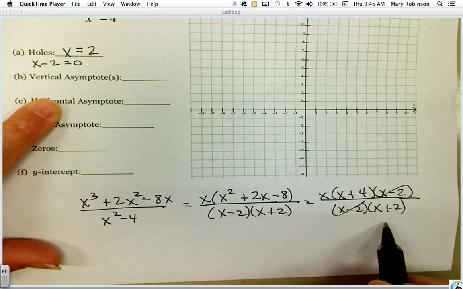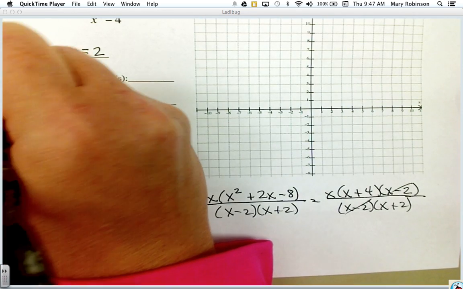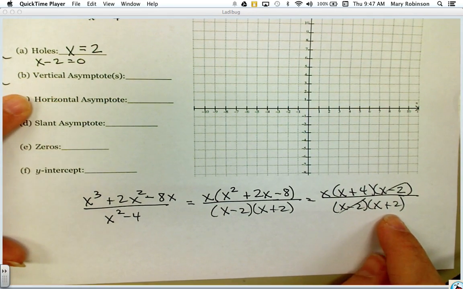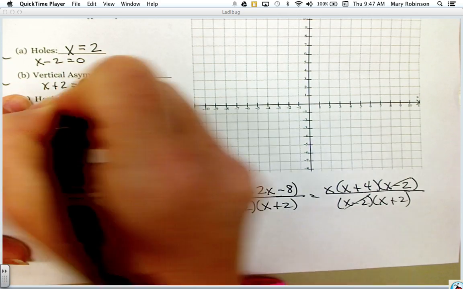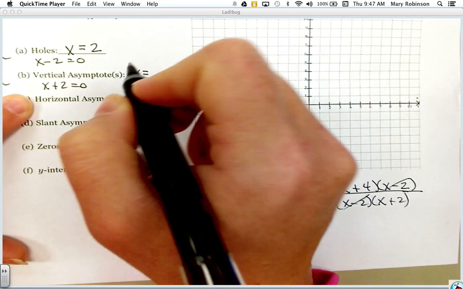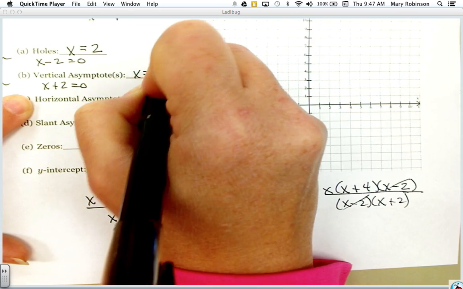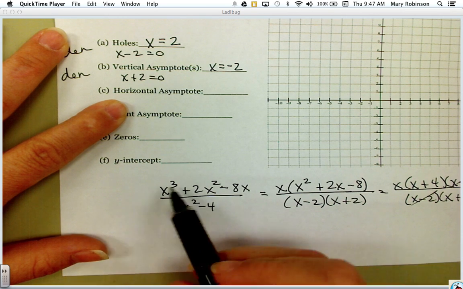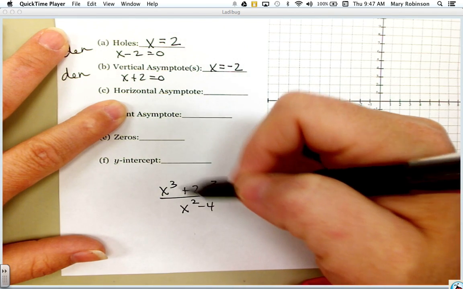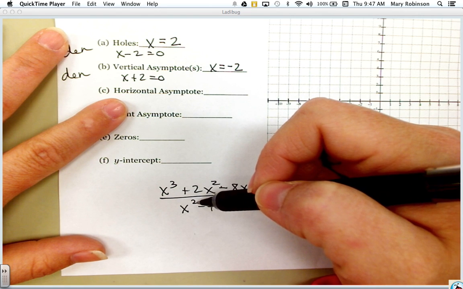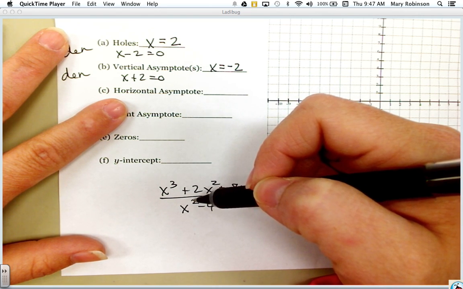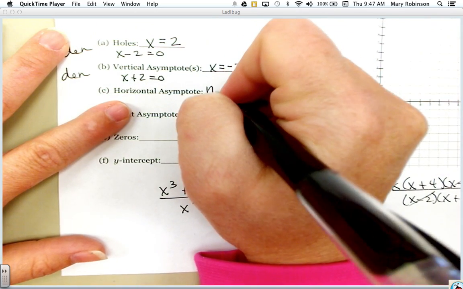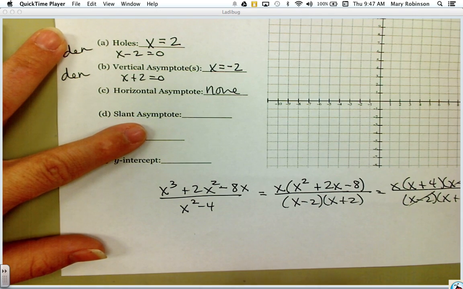Our vertical asymptote, remember vertical asymptotes, you always look at the denominator. Same for holes, you only look at the denominator. We have x plus 2 surviving. If we set x plus 2 equal to 0, we would have an x-intercept, or a vertical asymptote rather, at x equals -2. For horizontal asymptote, we'd want to look here at the degree of the leading terms. We have x cubed over x squared. Going back to our mnemonics, if it's bigger on the top, we have none. So we have no horizontal asymptotes.